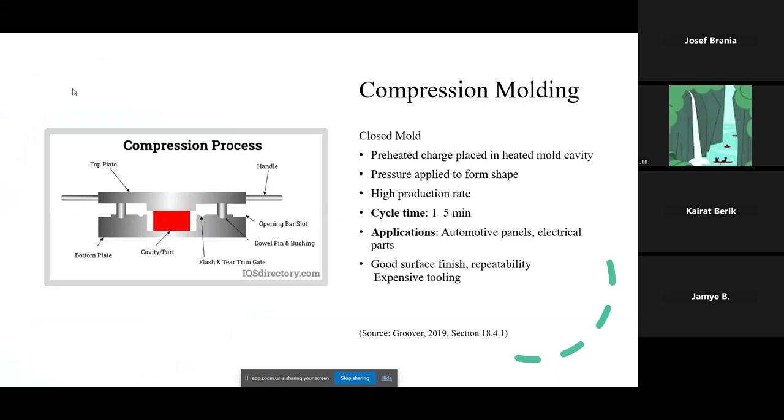For compression molding, this requires a closed mold as well as a preheated charge placed in the heated mold cavity. Then there's pressure applied to form the shape. It has a high production rate, with cycle time between 1 to 5 minutes, quite fast. The applications are automotive panels and electrical parts. It has a good surface finish as well as reliability. However, it requires expensive tooling.